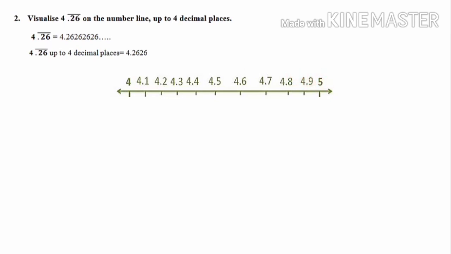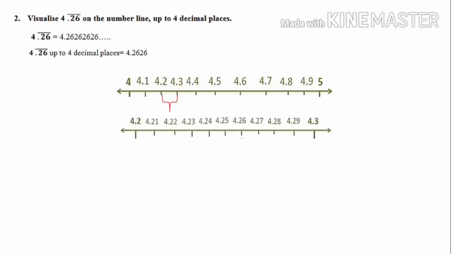So next we need 4.2626. Of course this is the number we have to mark. 4.2626 lies between 4.2 and 4.3. So that is what we have located. 4.2 and 4.3 are the numbers. 4.2626 lies between 4.2 and 4.3.